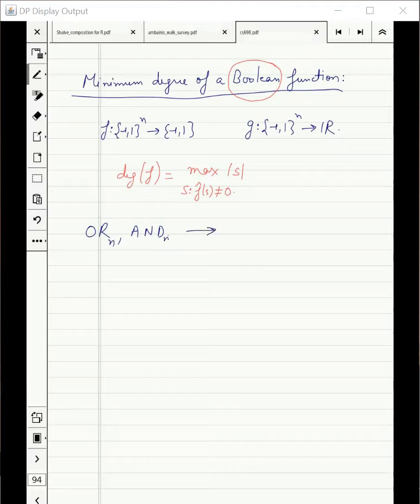Degree n. The degree is n. Why? In the 0-1 representation, the degree was n. If I don't allow you to use the 0-1 basis, then how can you show that the OR or AND function has degree n? Or for that matter, majority, or for that matter, parity? How would you check whether the function has degree n or not?